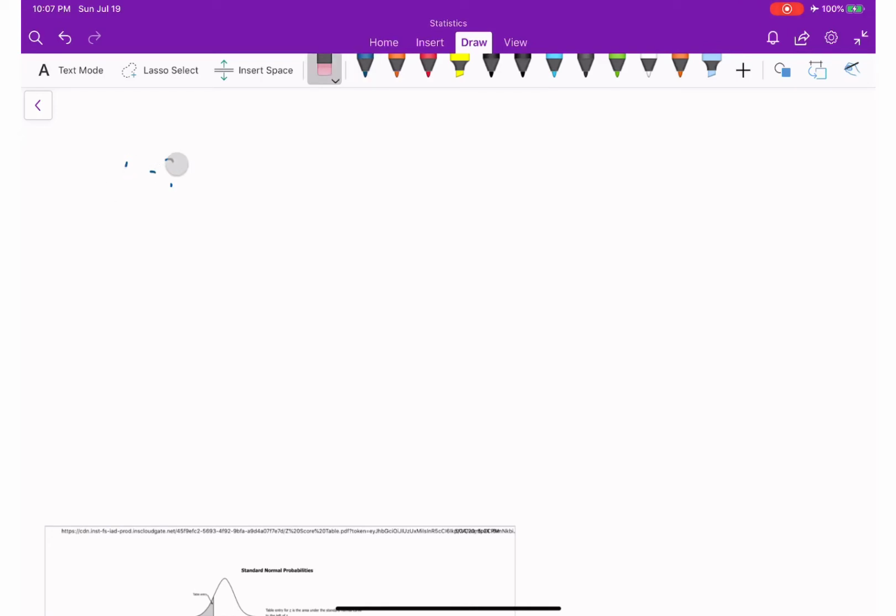Let me make it crystal clear. Let's first of all write down what we have. C is equal to 0.95. Next, sigma is equal to 9.2. Margin of error is equal to 1. So we need to find n minimum sample size. All right.